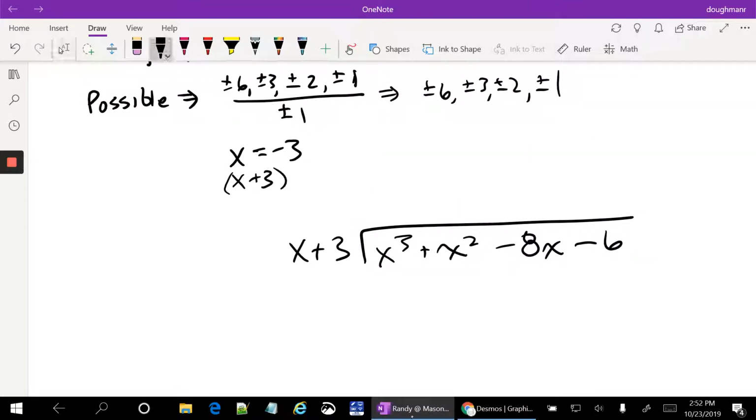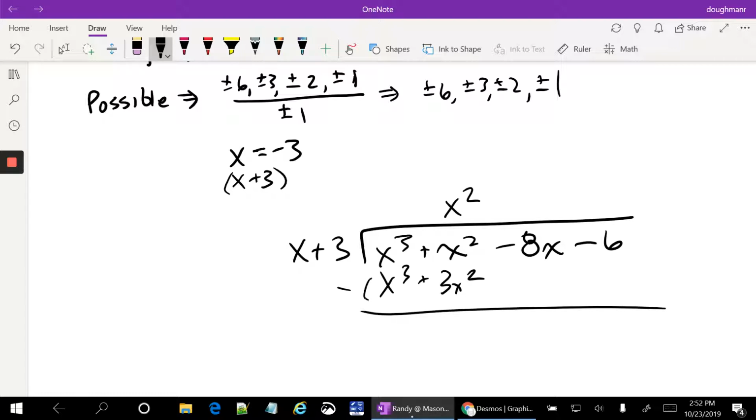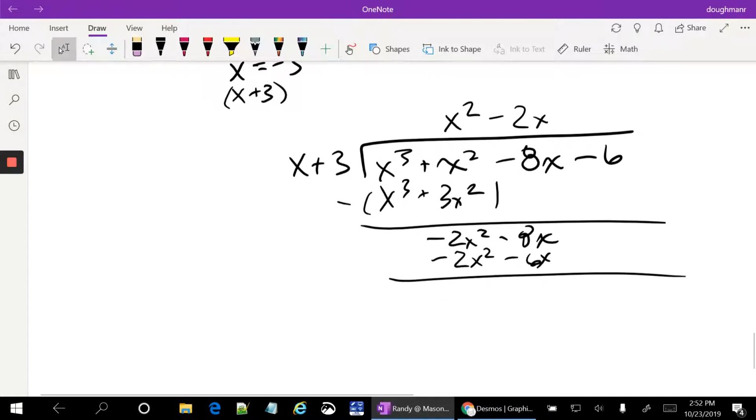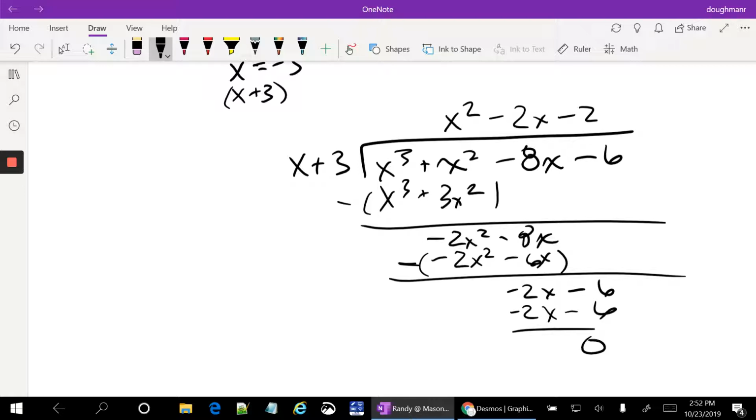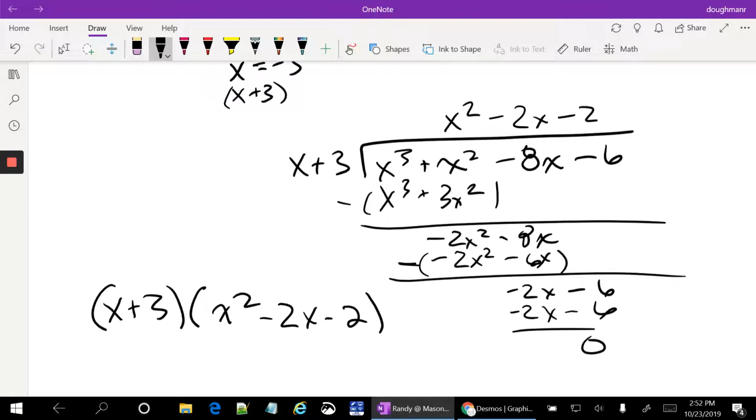I know that I got an x squared here, so that's x cubed plus 3x squared. Subtract. So I got a -2x squared minus 8x. So that is a -2x. So I got -2x squared minus 6x. Subtract. I believe that's going to be a -2x minus 6. So -2, -2x minus 6 gives me 0. So I now know that my factors are x plus 3 and this x squared minus 2x minus 2.